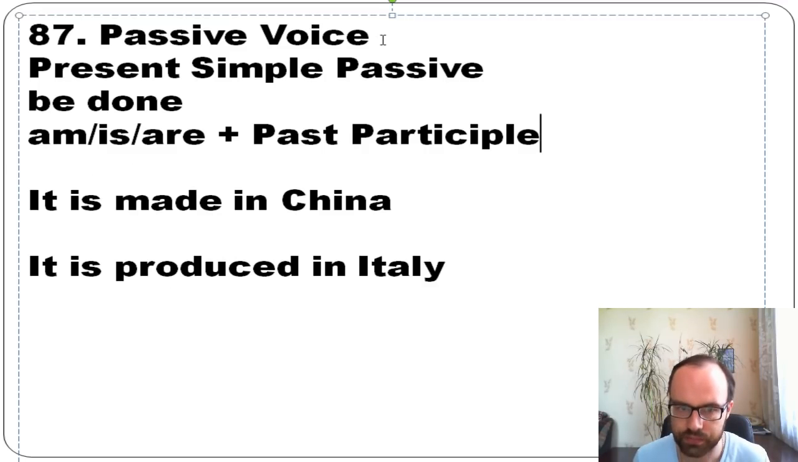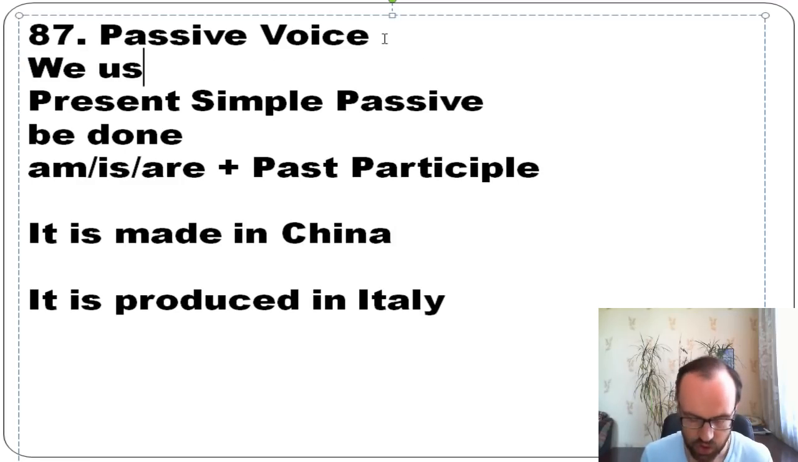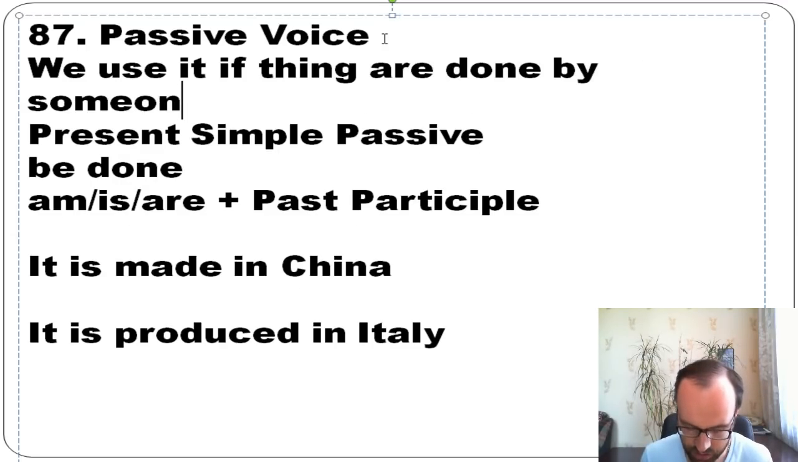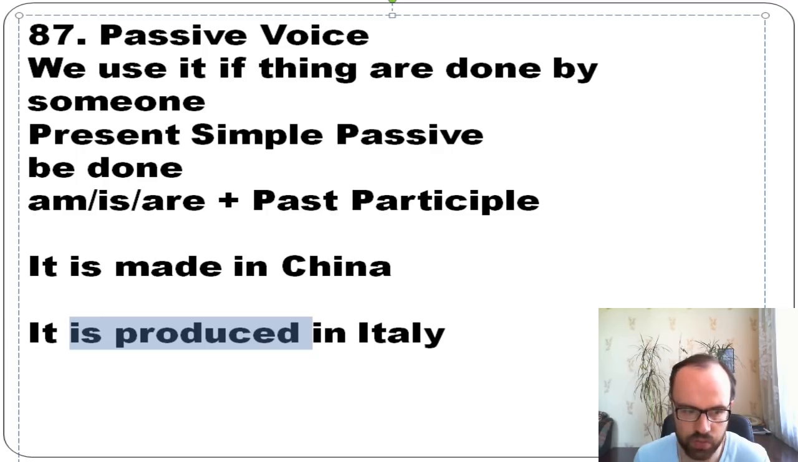So we use it if things are done by someone. Look, it is made in China by someone or by some factory maybe. It is produced in Italy by some people, by someone. So in this case we use the passive voice structure. It is made in China, it is produced in Italy. Is plus past participle.